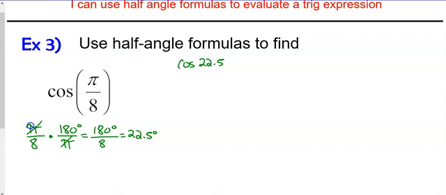So what we are actually doing is finding cosine of 22.5 degrees, which is not on our unit circle. We couldn't find the cosine of it by hand without using a calculator. But we can double it. So 22.5 times 2 is 45 over 2. And 45 is something that we can deal with.